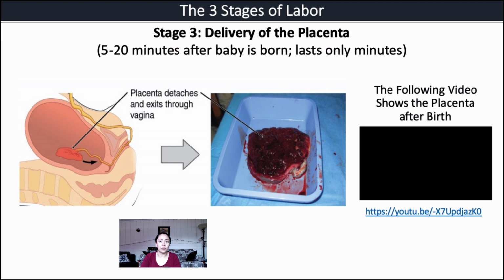After the birth of the baby is stage 3 of labor, which is delivery of the placenta, or the afterbirth. This usually takes about 5 to 20 minutes after the baby is born, and only lasts a few minutes, where the placenta detaches from the uterus and is expelled through the vagina.